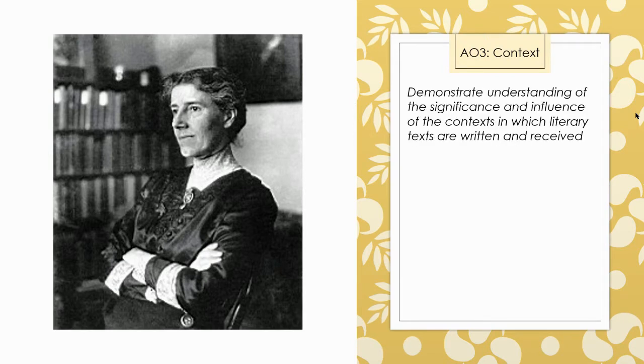Anyway, so we'll look now at the description for assessment objective 3, context at A level, which is slimmed down, as you can see. You need to demonstrate understanding of the significance and influence of the context in which literary texts are written and received. And I have spoken about this previously, that it's not just why Charlotte Perkins Gilman wrote it, obviously that's what we're going to look at today, but also how do we receive it? How was it received in the 1890s when it was published? How is it received now? That sort of thing. So it's basically the same thing, but a slimmed down description.